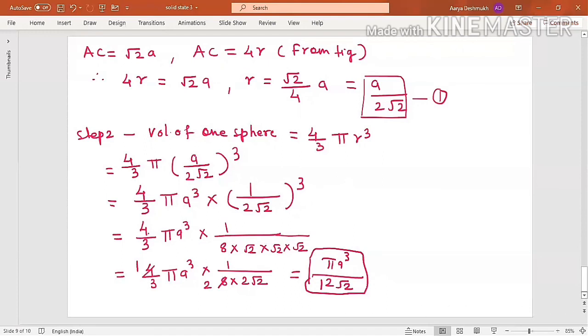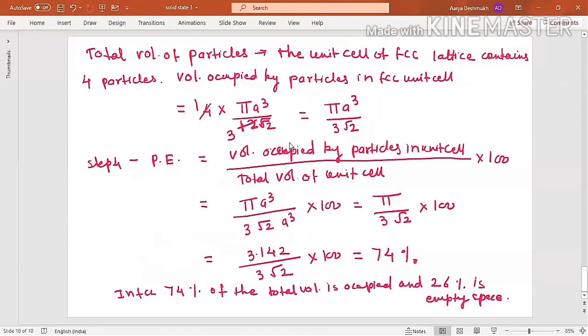Now we got the volume for one particle. Now multiply it with the total number of particles present in FCC. So it contains 4 particles. We knew this thing. Now volume occupied by particles in FCC unit cell should be multiplied by 4. So what is this 4? From where does it come? It comes from the fact that we know that FCC contains 4 particles. So multiply it by 4: 4 into pi a cube over 12 into root 2. That will give you pi a cube divided by 3 into root 2. You can simplify: 4 ones are 4, 4 threes are 12.